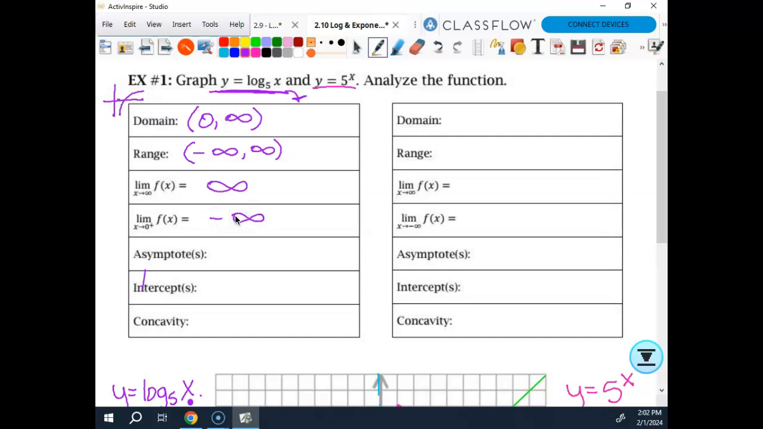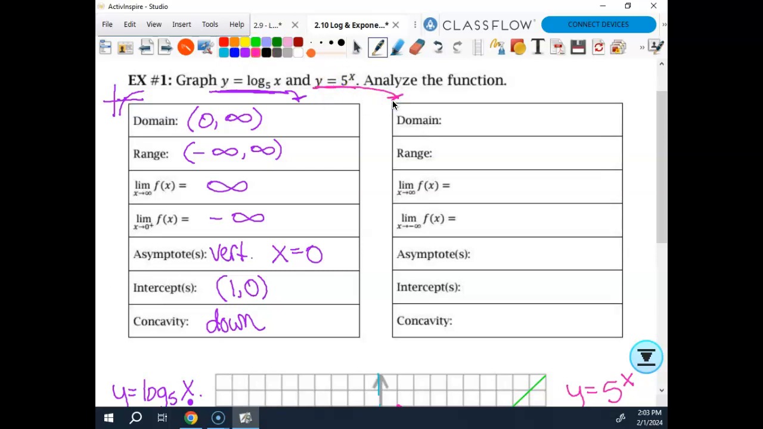Very good. All right, so do I have asymptotes, or an asymptote? Yes. Horizontal or vertical? Vertical. So this is vertical, which means my equation is x equals 0. Yes. My intercepts, I can get that from this too. What is that point right there? 1, 0. Yes. And is this concave up or concave down? Down. Everybody okay with that?